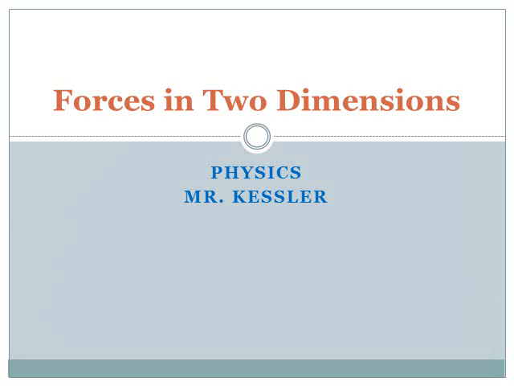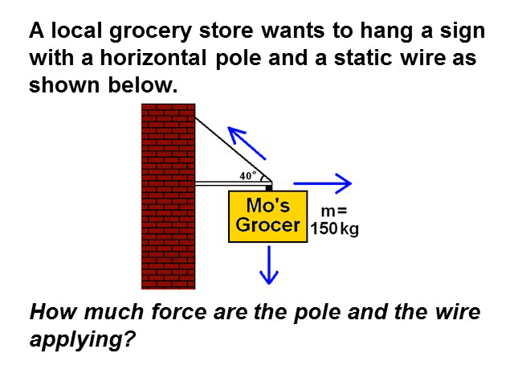In this PowerPoint, we discuss the forces in two dimensions. So here we have a sign that's being held up by a pole that is pushing the sign out to the right, and then we have this cable that's pulling up at an angle, at a 40-degree angle above the left side. And then the weight of the sign is pulling downward.